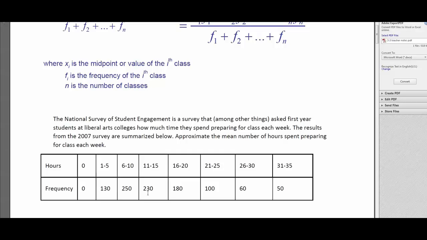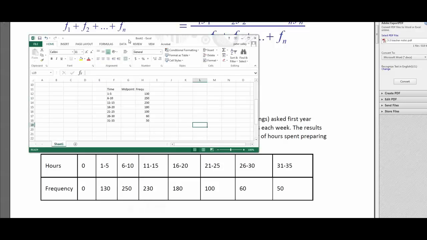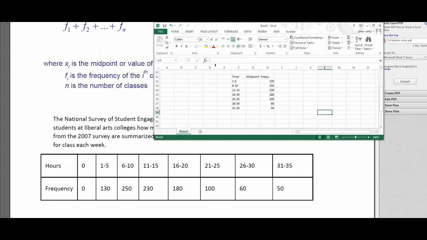All right, so what I need to do is calculate the midpoint of these intervals. I've gone in and written down the hours, and I just need to calculate the center of each interval. One easy way to do this is to average the endpoints: add them up and divide by 2. So 1 plus 5 is 6, divided by 2 is 3. 6 plus 10 is 16, divided by 2 is 8. So you can just add up the numbers and divide by 2, and that'll give you the midpoints. Let me pause this while you do that. Okay, so hopefully you got the same numbers I did.